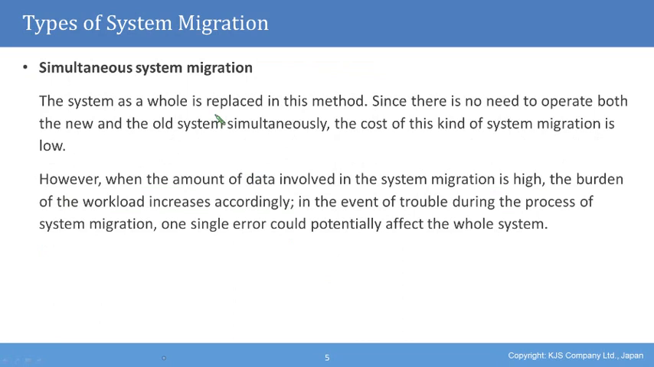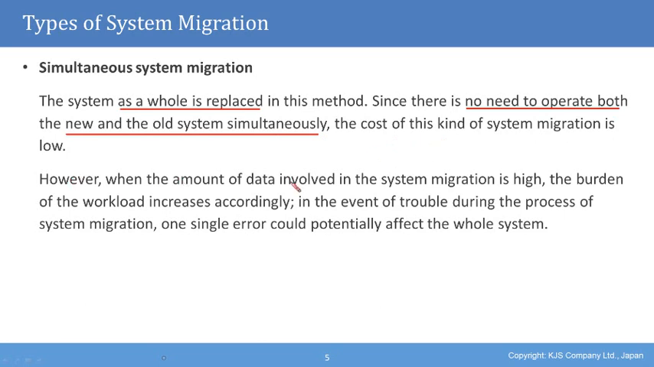The other kind of system migration we have is called simultaneous system migration. In this method, the system as a whole is replaced. So replace the entire system. Since there is no need to operate both the new and the old system simultaneously, because the old system and the new system are going to be totally different because they are replaced as a whole, you don't need to operate both at the same time. The cost of this kind of system migration is low. At any one point you only have one system.